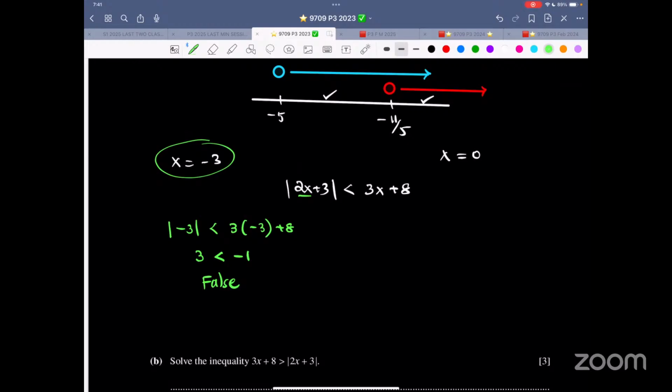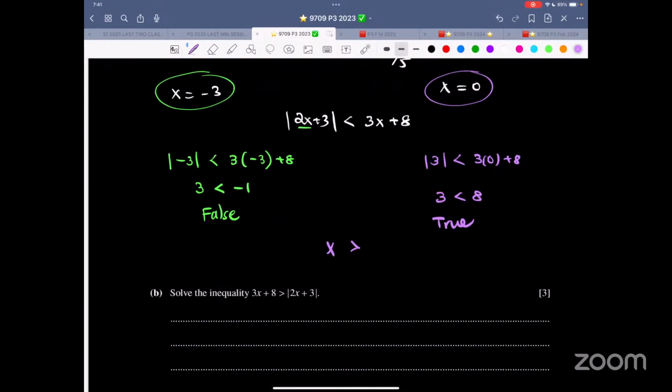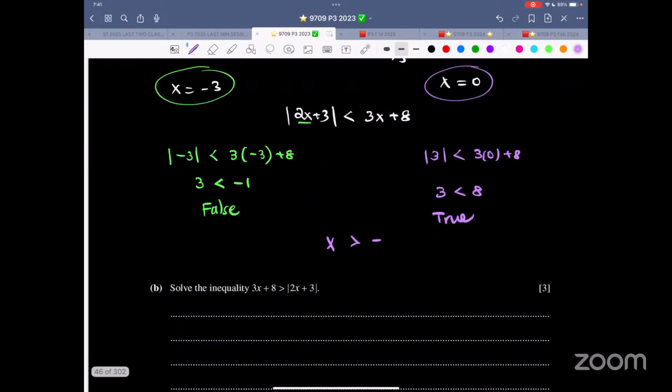Similarly, if I choose this value over here, that is x is equal to 0, and I plug it in over here. 3 modulus is lesser than 3 into 0 plus 8, is 3 lesser than 8. Yes, this is true. That means this is satisfying the red inequality. This is not satisfying the blue inequality for this region between this and this. So therefore, the final answer is x is greater than negative 11 over 5.